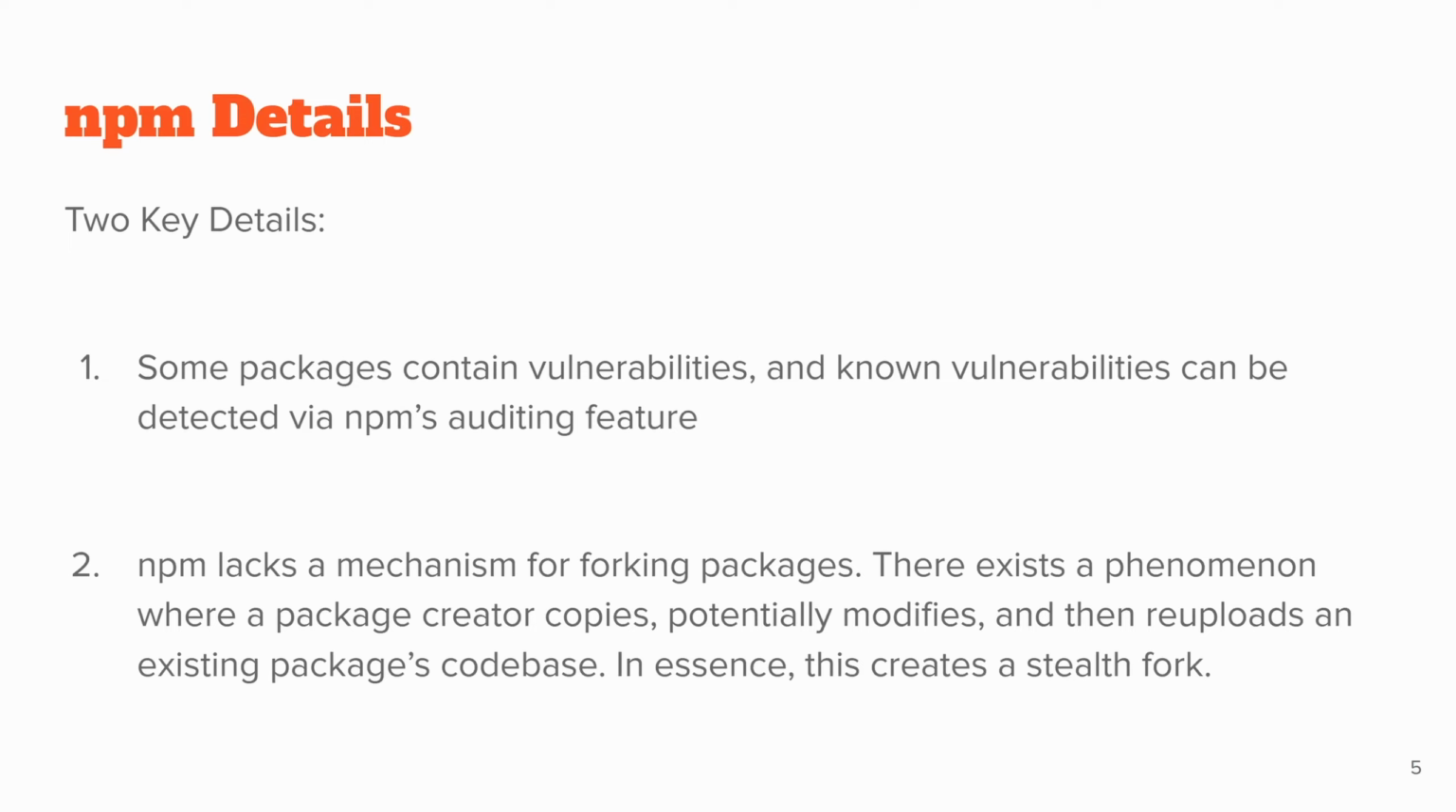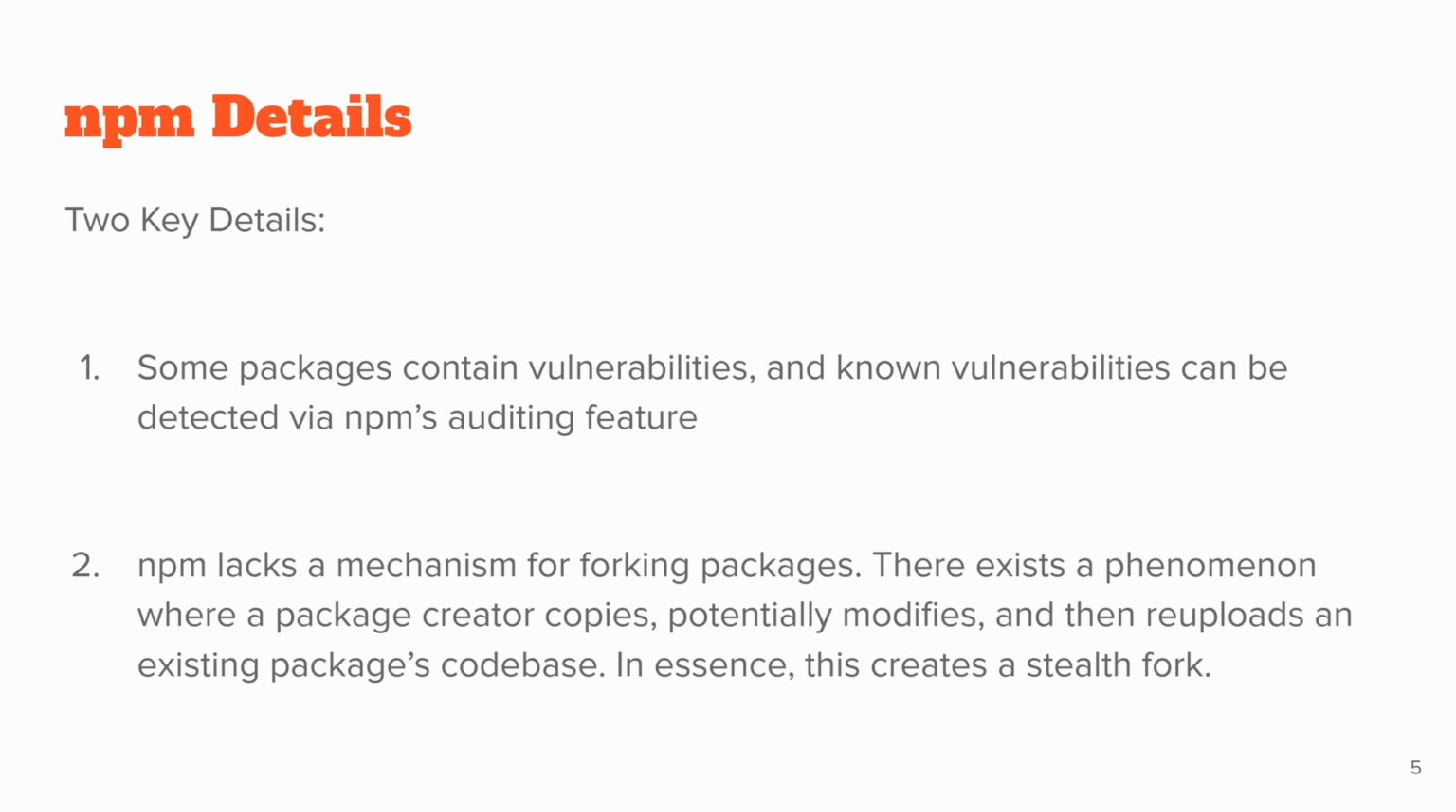First is that it's known that some packages contain vulnerabilities, and these vulnerabilities can be identified in installed packages by running an NPM audit. It's crucial for vulnerabilities to be tracked accurately so that NPM's auditing feature can identify known vulnerabilities. And second is that NPM lacks a mechanism for forking packages.